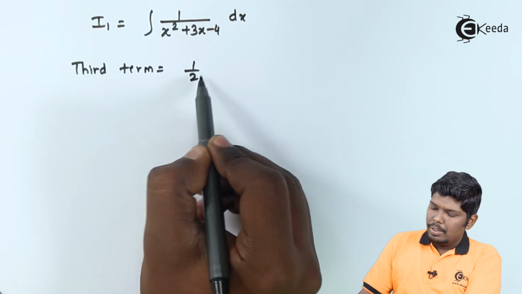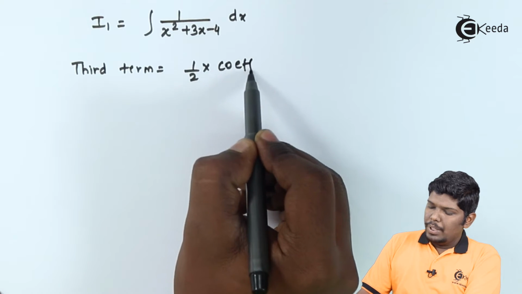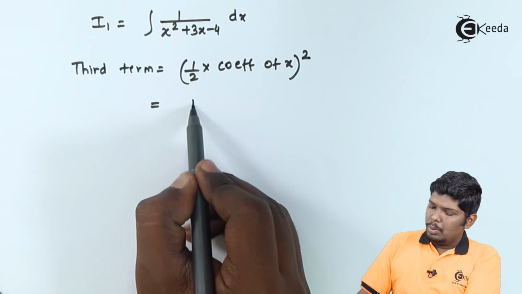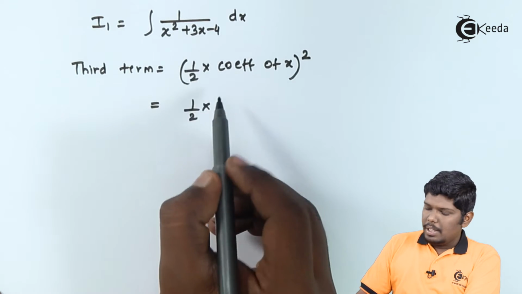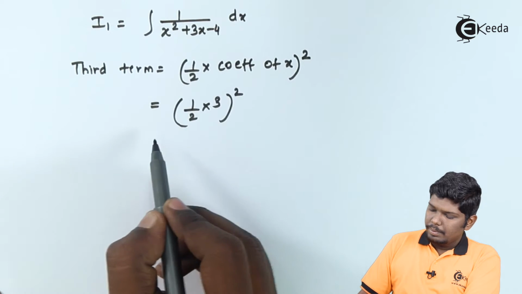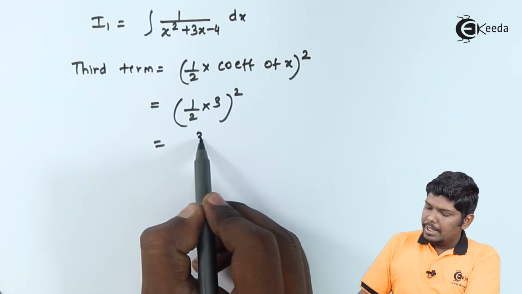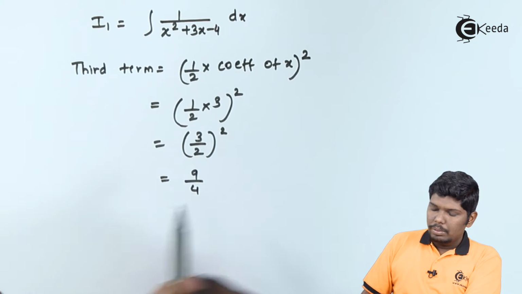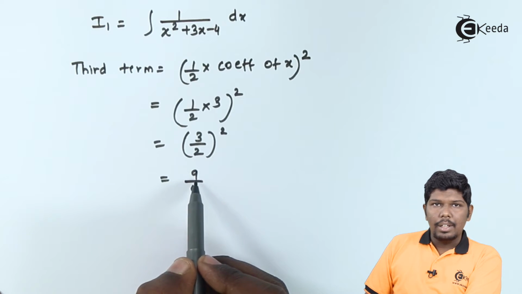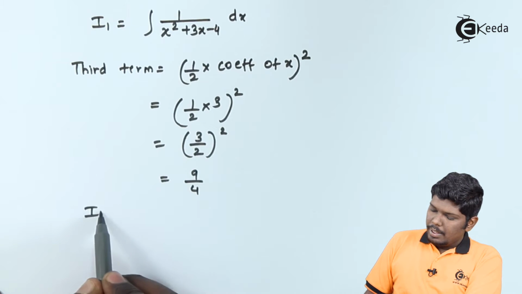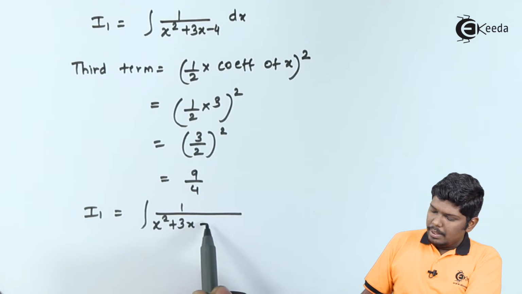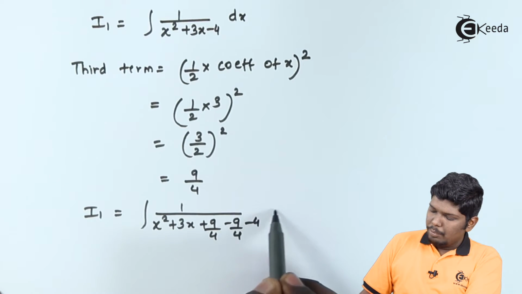which is given as half into the coefficient of x, the whole square. The coefficient of x is 3, so that is 1 upon 2 into 3, that is 3 upon 2 the whole square, which will give you 9 upon 4. Now let us add and subtract this third term in the denominator. This will give you 1 upon x square plus 3x plus 9 by 4 minus 9 by 4, and further we have minus 4 dx.